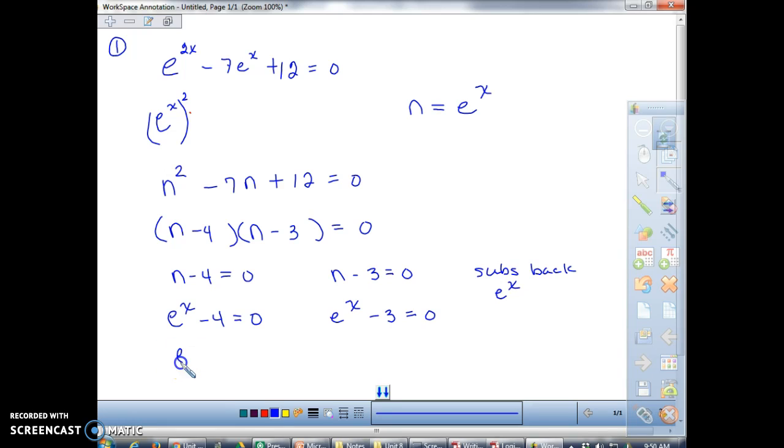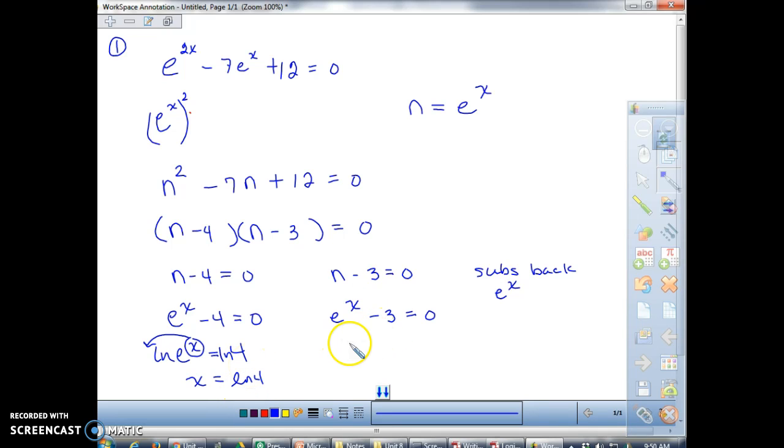I'd add 4. I get e to the x is equal to 4. And I would do what to solve for that exponent? Take the natural log of both sides. So natural log here, natural log there. And the x is a power, so I'm going to bring it down front. So I end up with x is equal to ln of 4, which you can just find in the calculator if you have your calculator.